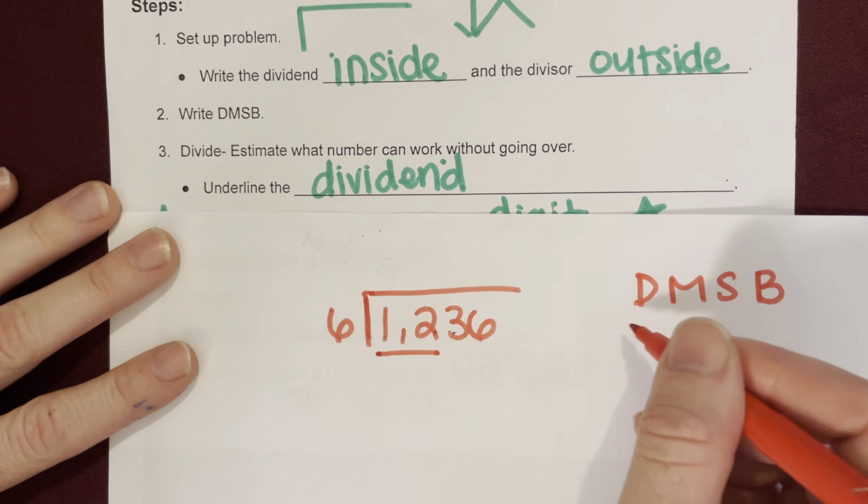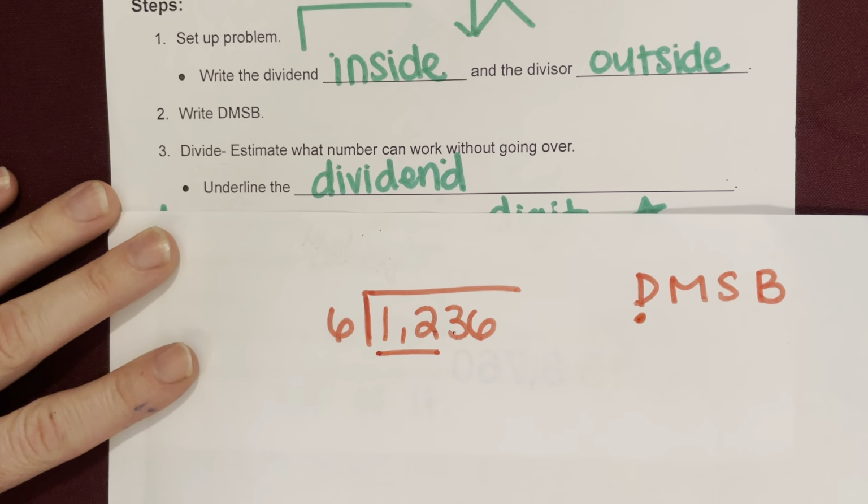Yes. So I know that 6 times 2 is 12. So I'm going to put the 2 right above the digit that I ended with. So it wasn't above the 1, but it was actually above the 12. So I have to put my 2 above the 12.